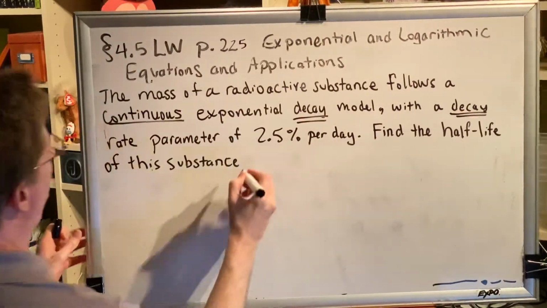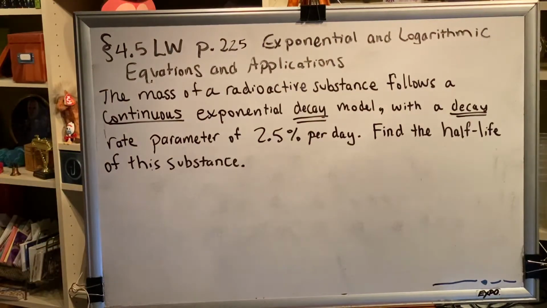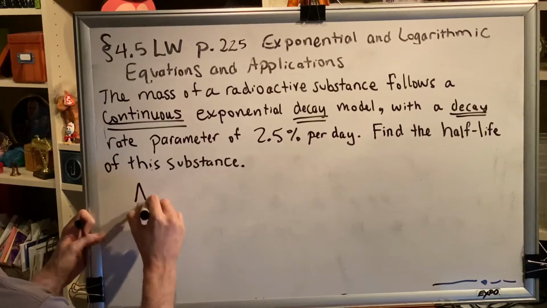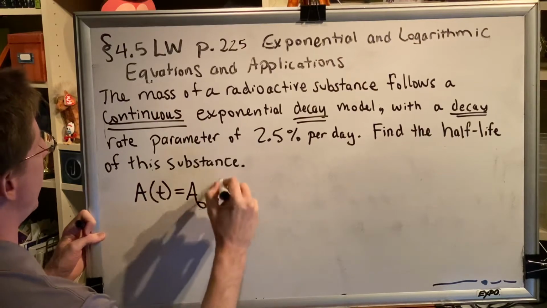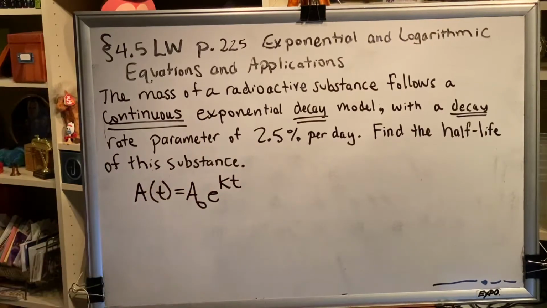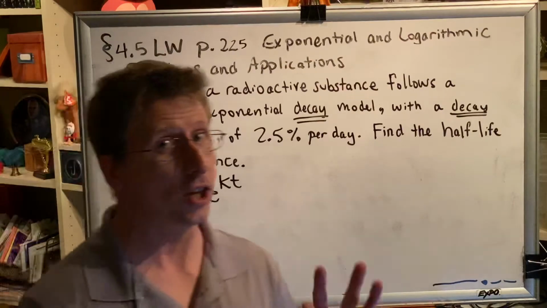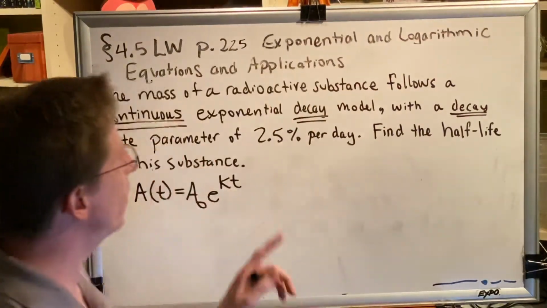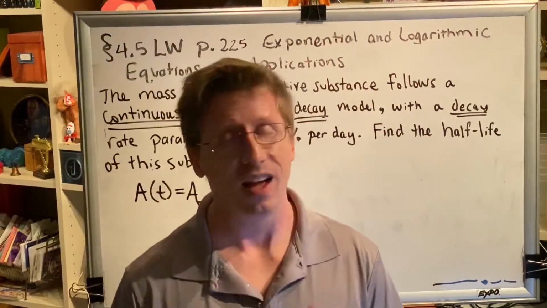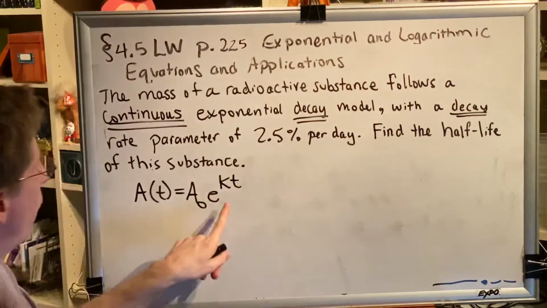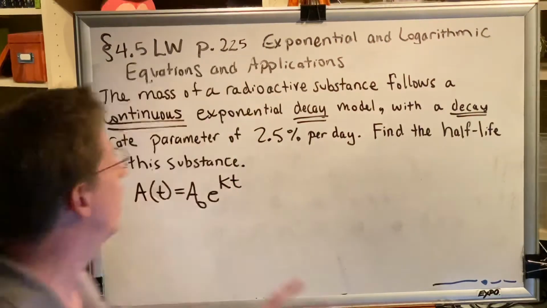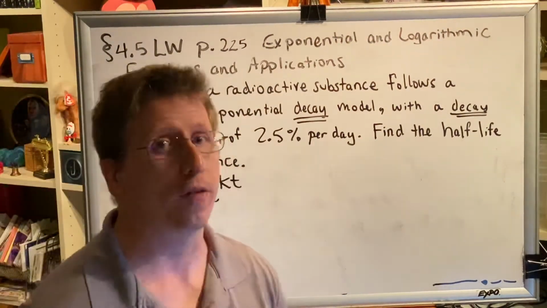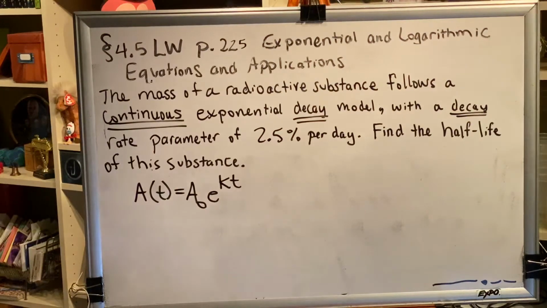So let's begin. Here we go. The first thing you want to pay attention to is that this is a continuous exponential decay model. So we're going to use this equation: A of t equals A naught e to the kt. The next thing we want to pay attention to, and this is extremely important, is that this problem involves decay, not growth. So when we find the value of the variable k, it's going to be negative, not positive. Negative 2.5%.